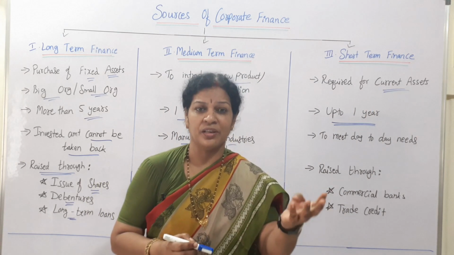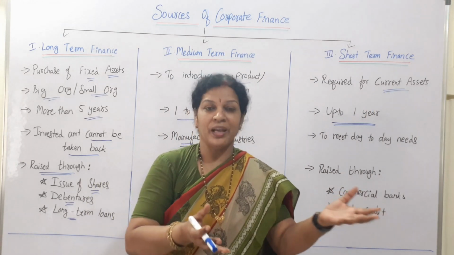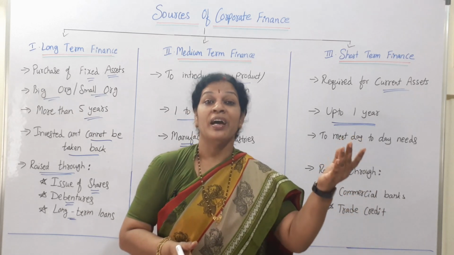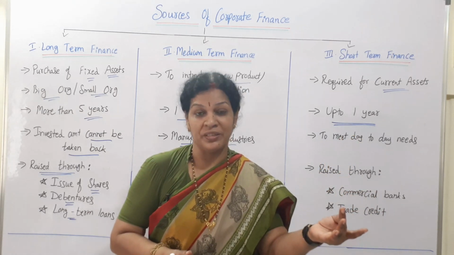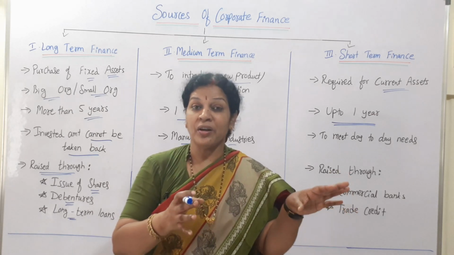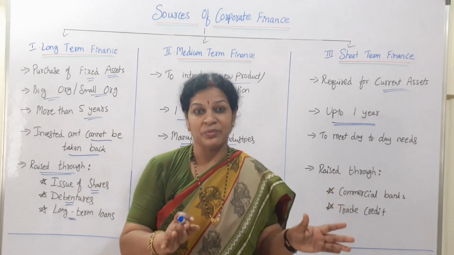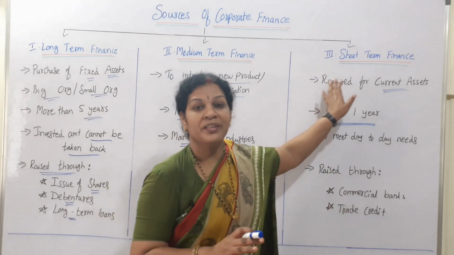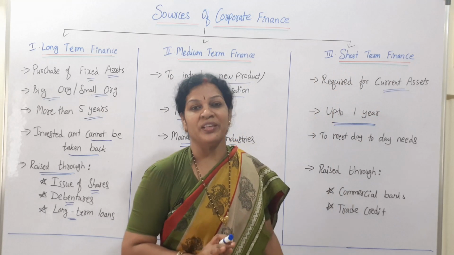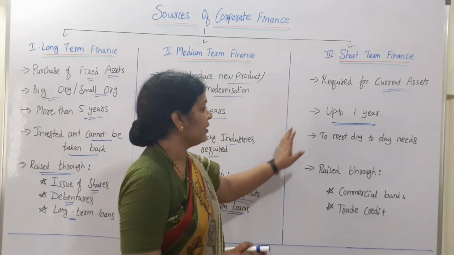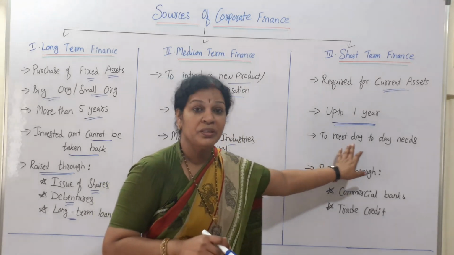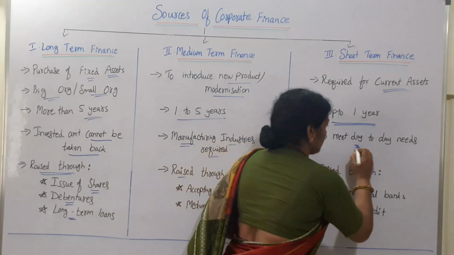Current assets include cash in hand, some cash we keep in the bank as cash at bank, the minimum stock level we have to maintain, debtors, bills receivable, and short term advances. All these things come under current assets. To maintain the current assets, what is required is short term finance, that is working capital, and this is only up to 1 year. And why do we need it? To meet the day-to-day needs.